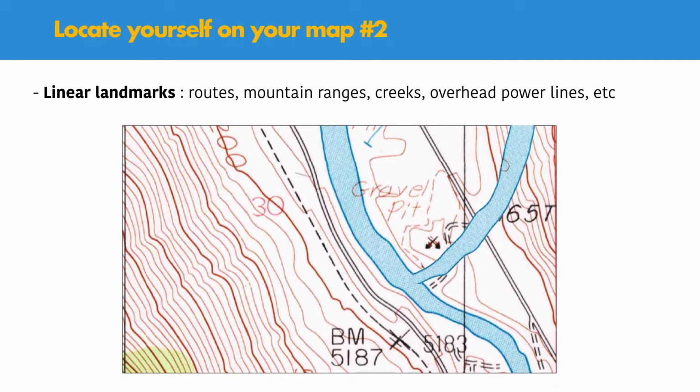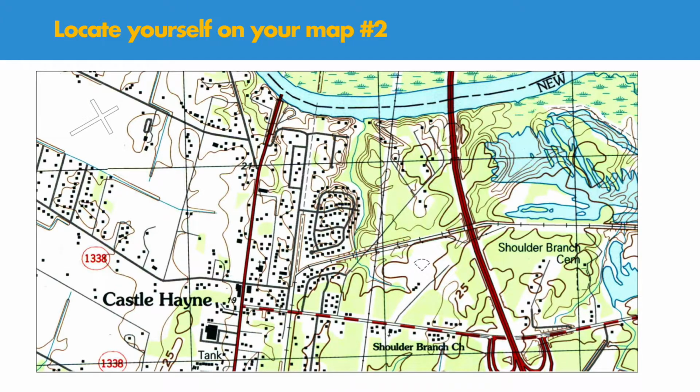But if another creek intersects with it like that, when you are next to this intersection, you can locate yourself exactly on your map. Now, let's see how many linear landmark intersections you can find on this map excerpt.